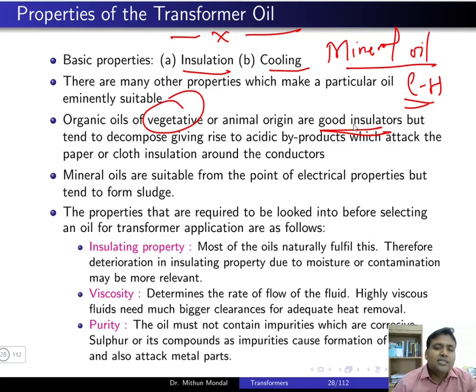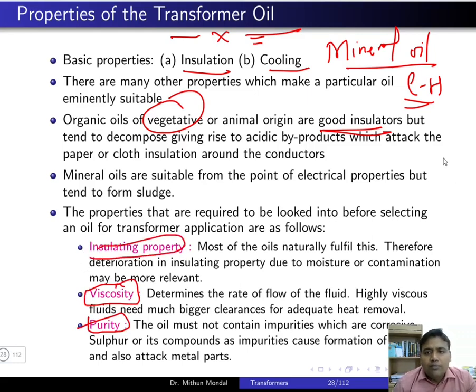So in order to understand the health of a transformer, generally we test the transformer oil. Different tests are done, like we test the viscosity of the transformer oil, we test the purity, and the insulating property we test with the help of BDV, that is known as breakdown voltage. Okay, so different specific tests are done periodically so that we can evaluate the operation of the transformer, whether it is in good condition or in bad condition.